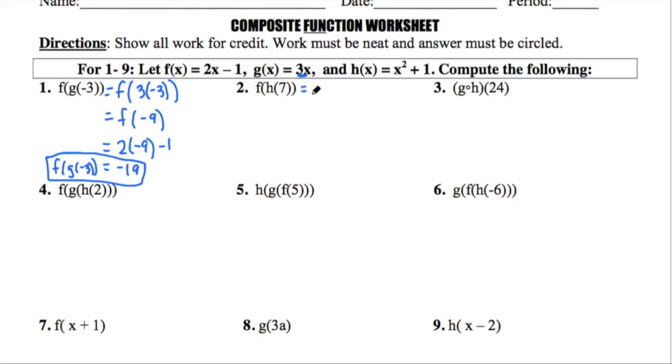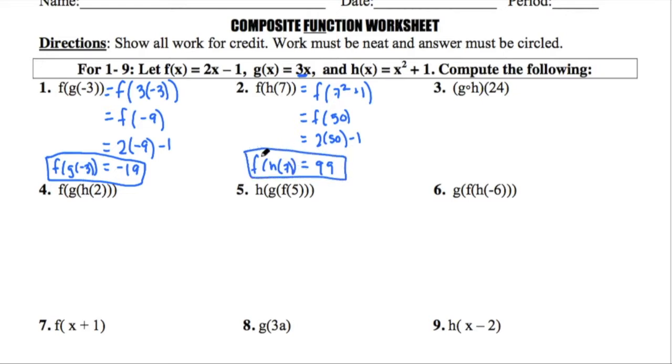So again, f of h of 7. So that's going to be f of, h of 7 over here. That's 7 squared plus 1. Okay, so that's f of 7 times 7 is 49, plus 1 is 50. So f of 50. So I go to the f function, 2 times 50 minus 1. And that's going to give us 99. So f of h of 7 is equal to 99. And so for most of these, that's very straightforward.